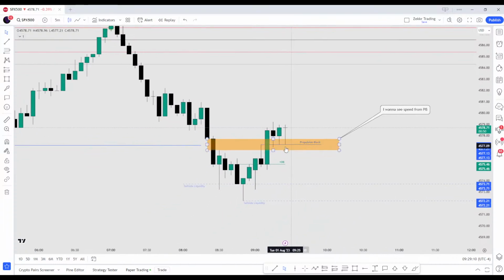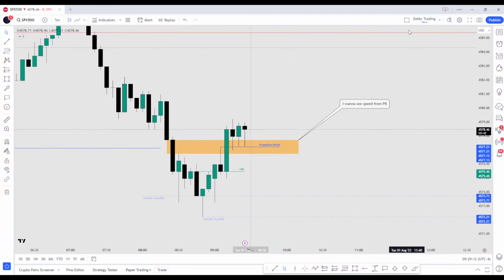I mean, come on. How can this be so precise? You draw a line and then it perfectly respects it. It's like perfect support, right? It's so nice.